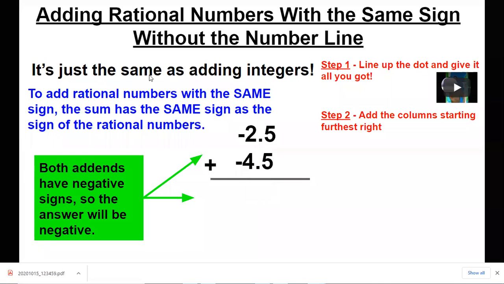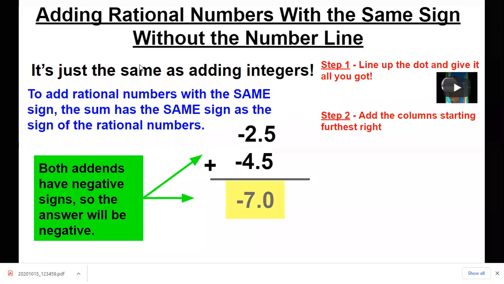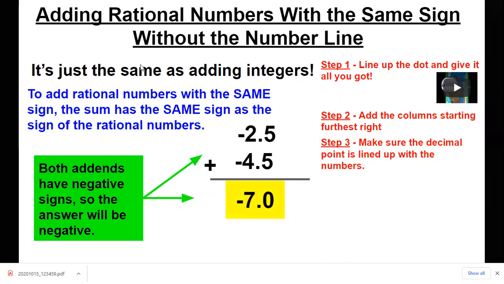Okay, so it should be 7.0. Let's see the computer pop those numbers in for us. Negative 7.0. Make sure the decimal point is lined up. We did that. And then we had to check our sign. Both numbers are negative that we're adding together. So our answer is negative.